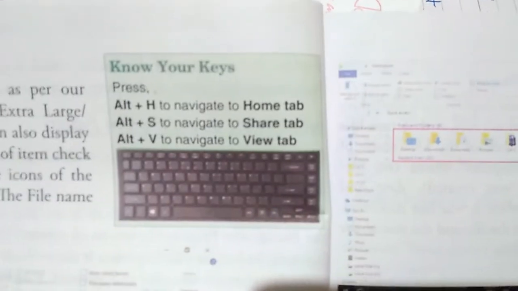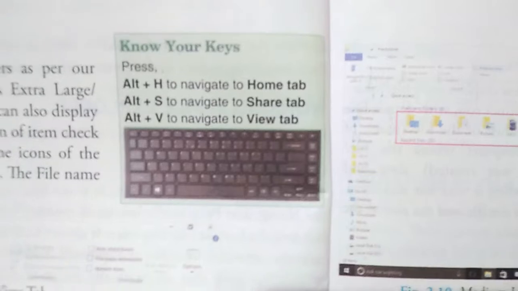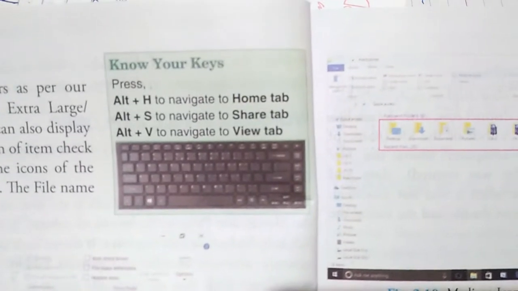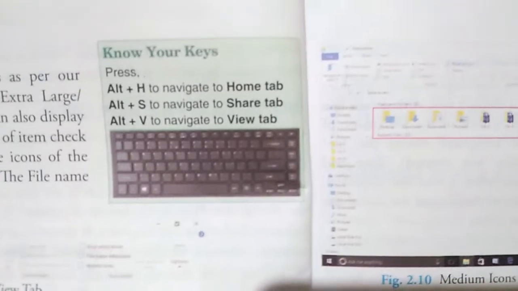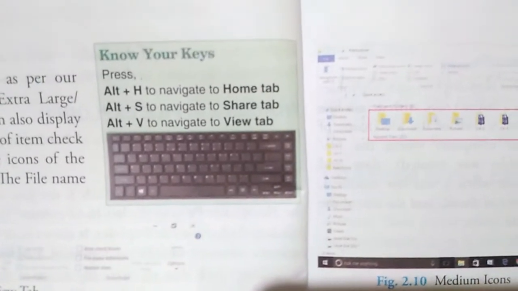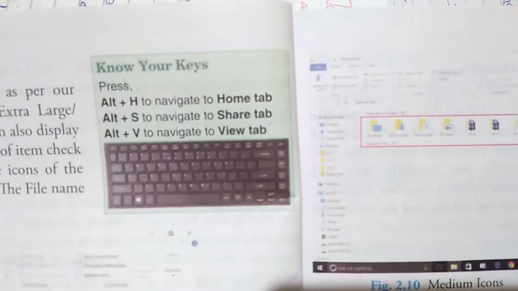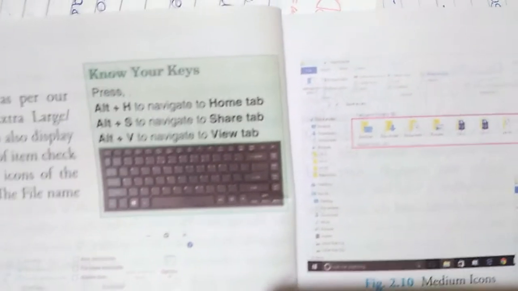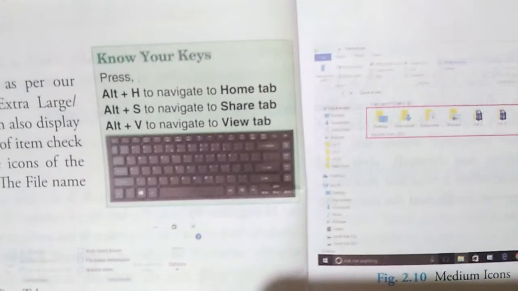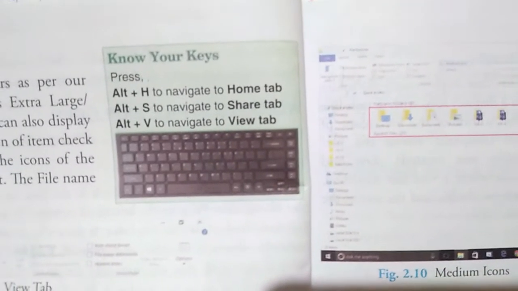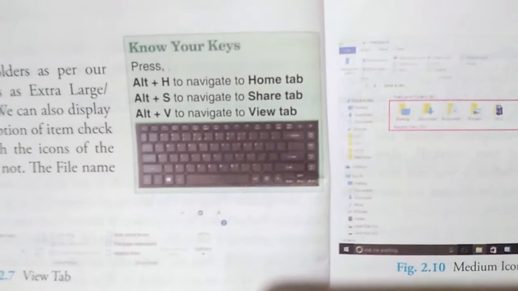Students, you need to write down these shortcut keys also. Alt plus H. H is for the home tab. Alt plus H is the shortcut key to navigate to the home tab. Alt plus S navigates to the share tab, and Alt plus V navigates to the view tab. If you want to navigate to these, we have to press these shortcut keys.